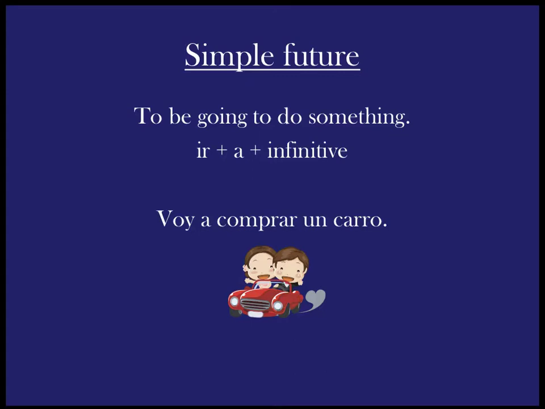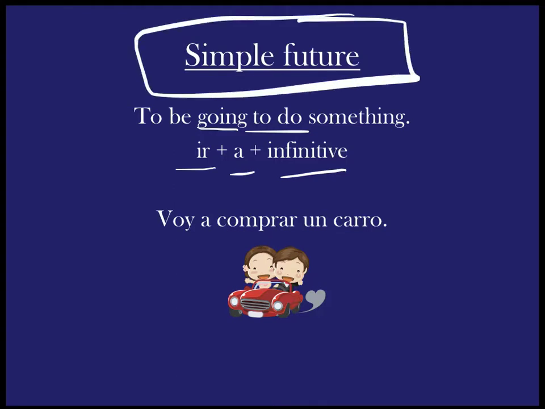This is the simple future. The simple future is simply the construction ir plus a plus infinitive, or as you would say in English, going to do something. So voy a comprar un carro is simply I'm going to buy a car. Now, what you're about to learn, el tiempo verbal, the tense future, doesn't use this construction at all. In fact, the equivalent to English, which is the closest we can get, is using the word will instead of going to do something, so that you will buy a car. It's a lot more definitive.